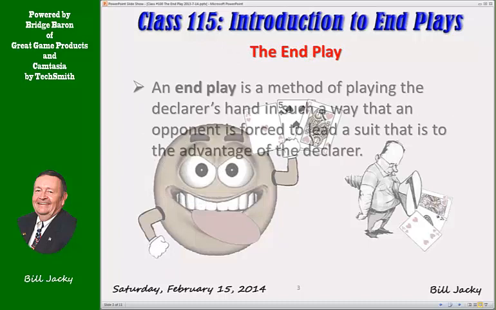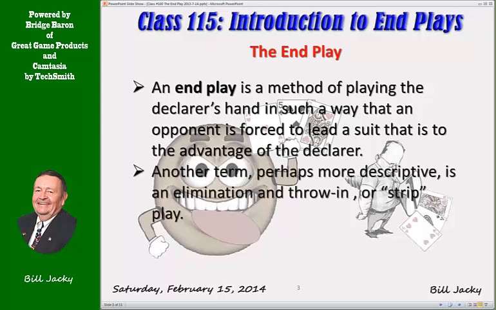The end play. An end play is a method of playing the declarer's hand in such a way that an opponent is forced to lead a suit that is to the advantage of the declarer. We saw an example of that yesterday. Another term, perhaps more descriptive and that you hear more often, is the elimination play, the throw-in play, or the strip play, and you'll see why it's called strip when we get into it.